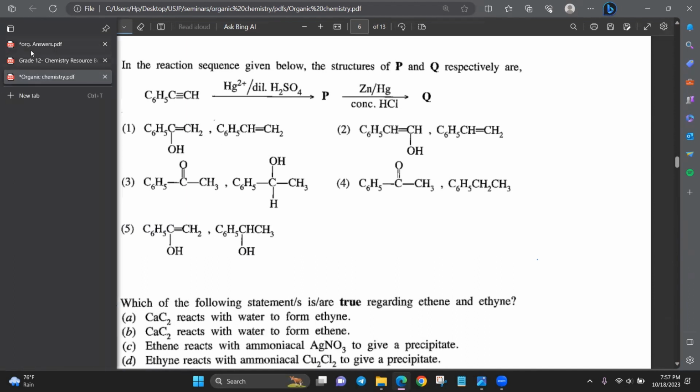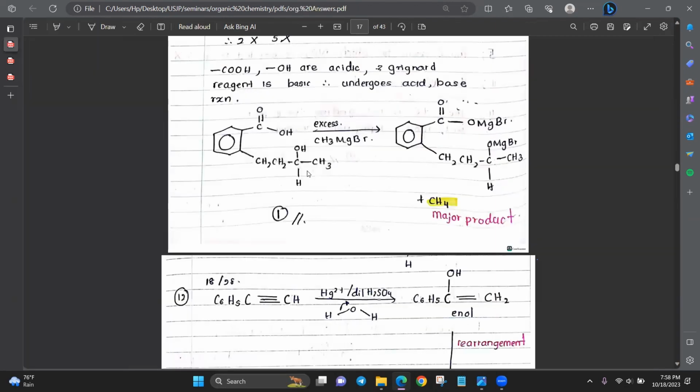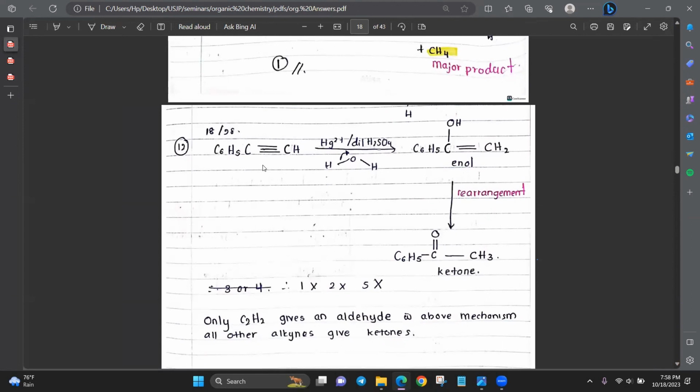Okay. So in this reaction sequence, find P and Q. Now we have a benzene phenyl group, and an alkyne group is attached. Now we'll check. Now, if we add Hg2 plus and dilute H2SO4, that means what we are actually adding is water, right? That reaction mechanism is there in the resource book. It's there for alkenes as well as alkynes. So when we add water, it has H plus and OH minus.